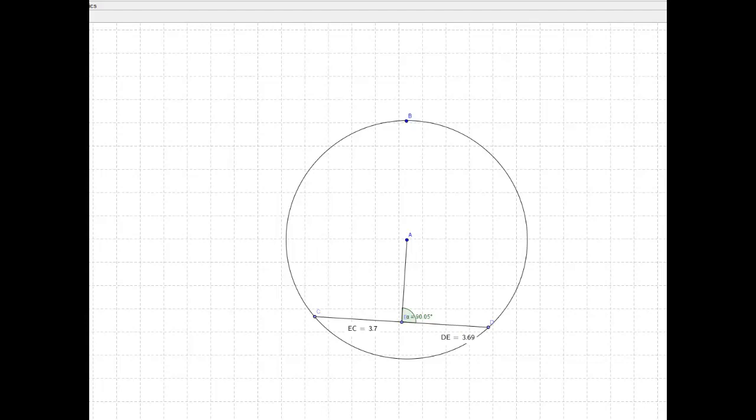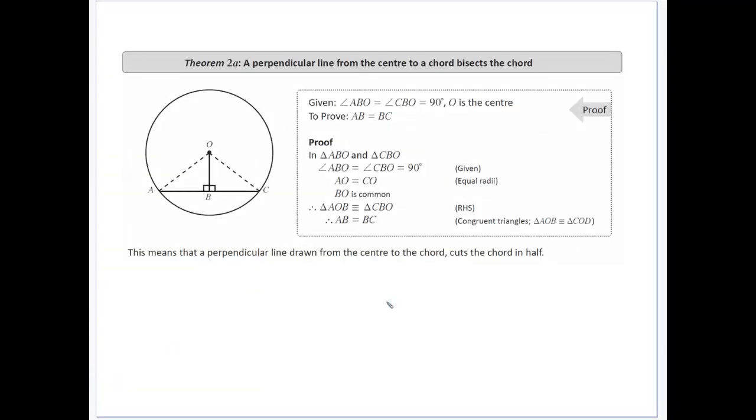Now why is that the case? Well, let's have a look at our actual theorem and how it works. So from there, we're working with the idea that if it's perpendicular, it bisects it. So if we are given the situation that ABO and CBO are 90 degrees, so we've got this line and it's perpendicular to the chord. So if we do a little bit of construction, we construct those two sides. Now notice they're both going to be radii. They're going to be equal.